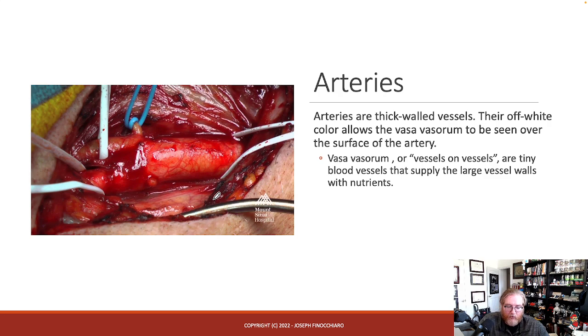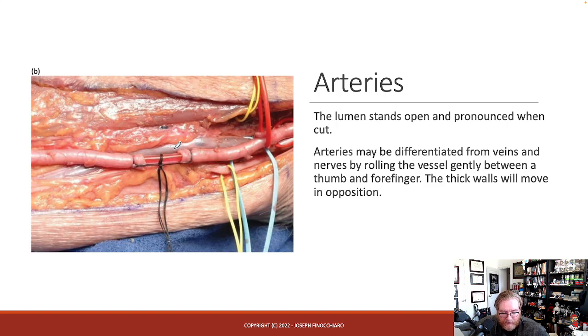Arteries are thick-walled vessels. Their off-white color allows the vasa vasorum to be seen all over the surface of the artery. So looking at this picture, you see all those little lines right there. That is the vasa vasorum. Vasa vasorum, or vessels on vessels, are tiny blood vessels that supply the large vessel walls with nutrients. The lumen stands open and pronounced when cut.